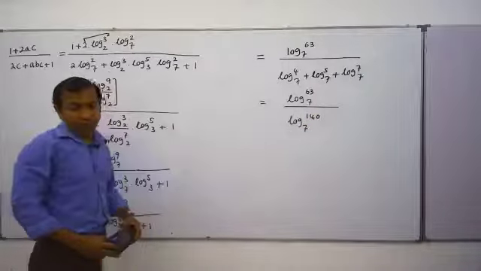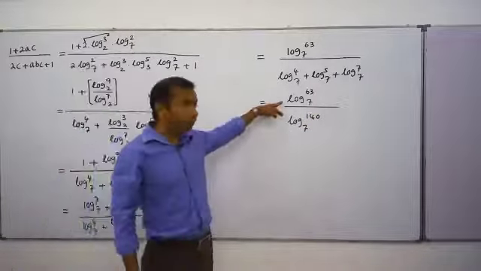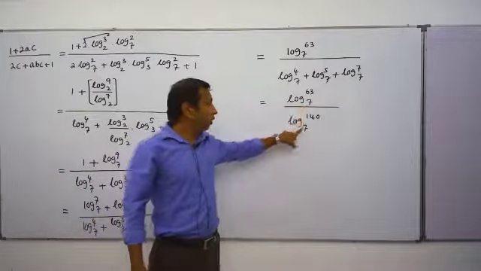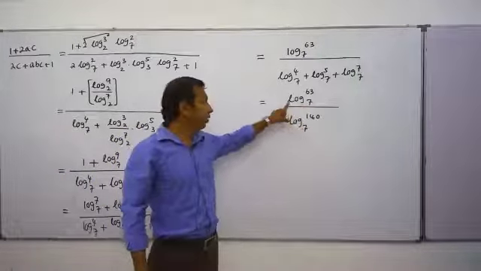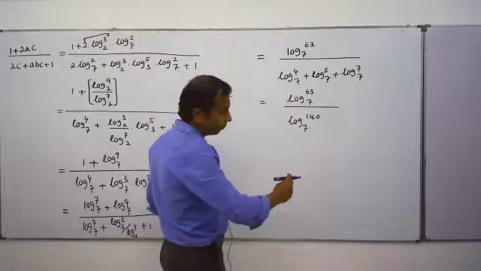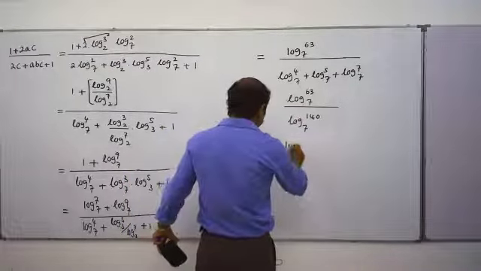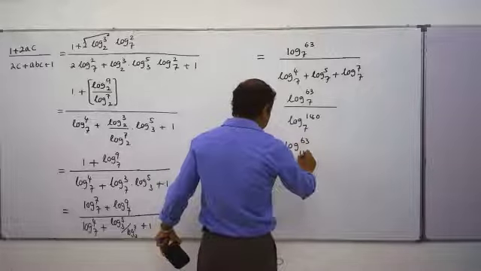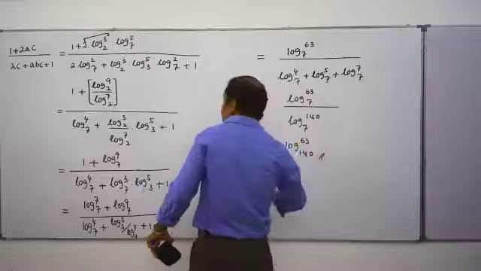Now you can write this using the change of base formula, log 7, log 7. Then you can write this as log 63 to the base 140, right? Log 63 to the base 140. So this is how we take that task.